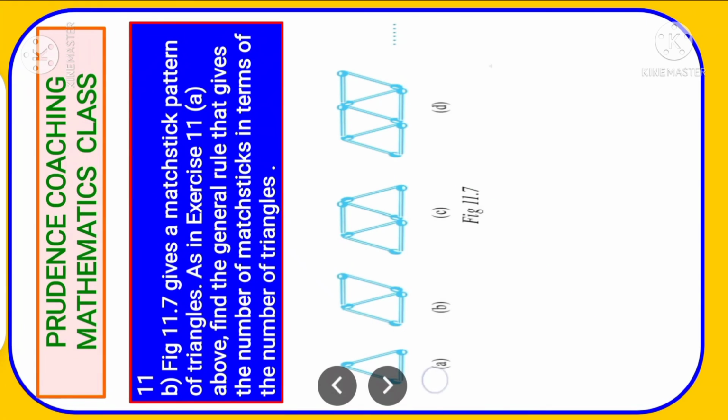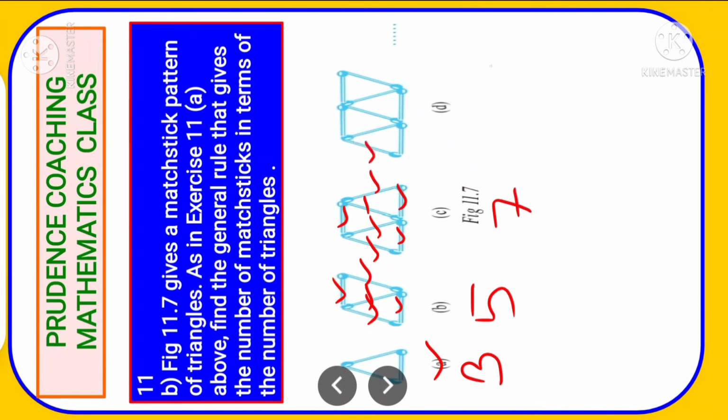So let us find out in figure number 1 how many matchsticks are required. As you can see, 3 matchsticks. In figure 2, 1, 2, 3, 4, 5. 5 matchsticks are required. In the next one, 1, 2, 3, 4, 5, 6, 7. 7 matchsticks are required. Next one, 1, 2, 3, 4, 5, 6, 7, 8, 9. So 9 matchsticks are required.